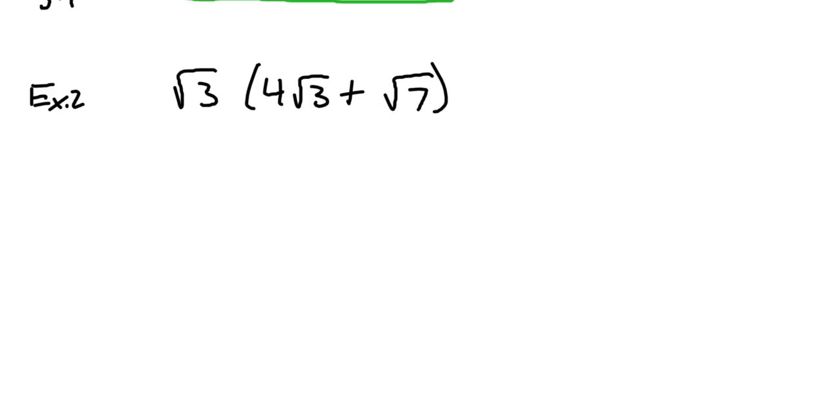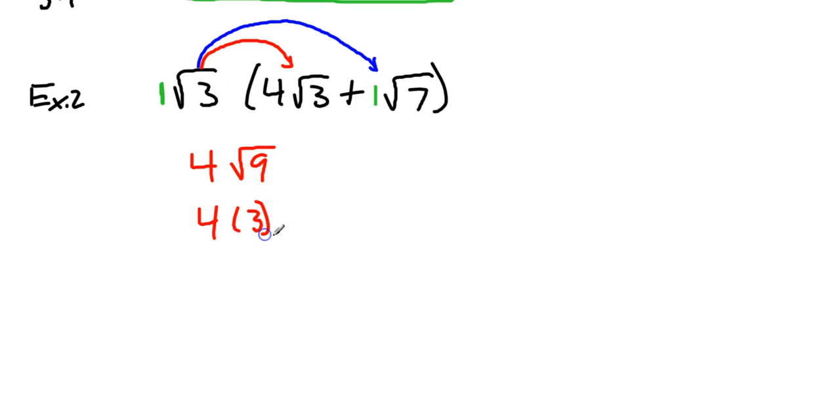All right, for example 2, let's go 3 square root of 3 times 4 square root of 3 plus square root of 7. Again, anything without a number in front, if you want to go back and put a 1 in there just to kind of make it look a little better, you can. So doing it the first time with the red, you've got 1 times 4 for 4. If you do 3 times 3, that is 9. We know the square root of 9 is 3. So that's 4 times 3 for 12.